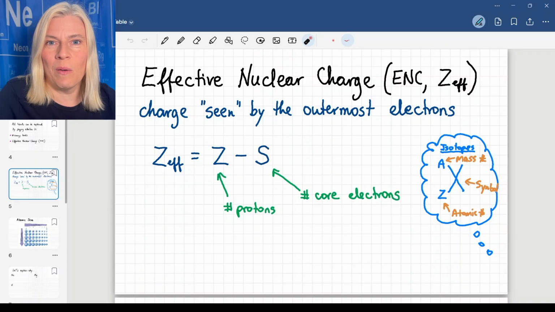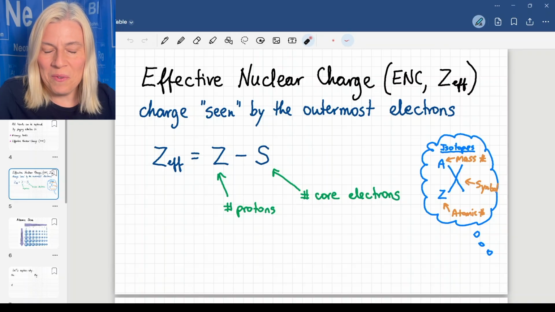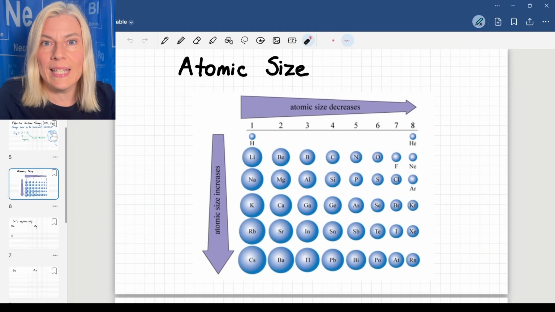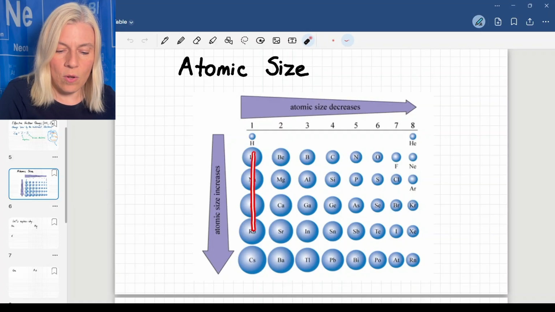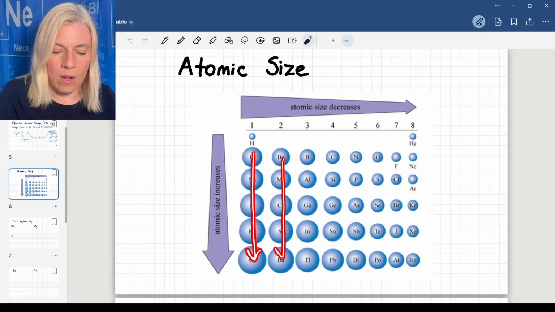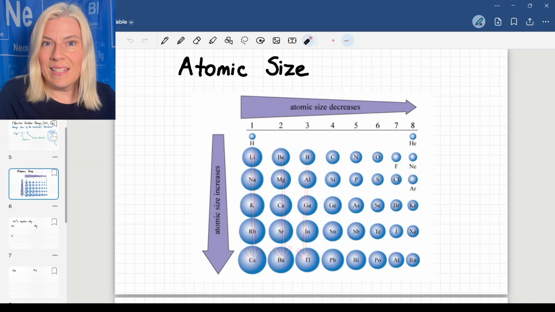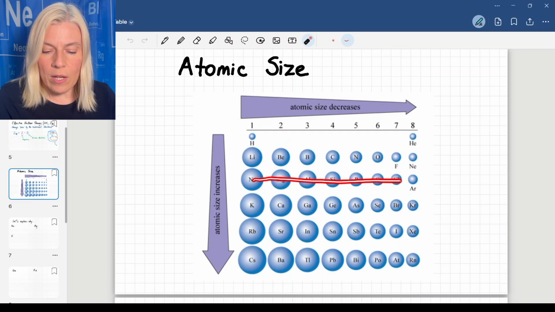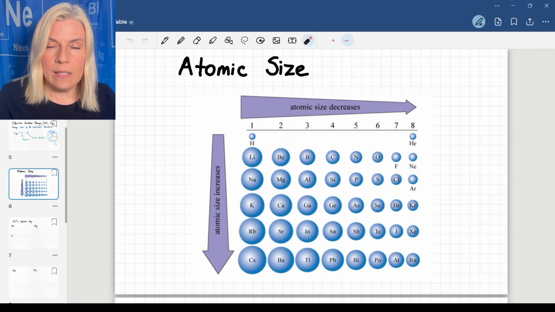So are you ready to do our first trend of the periodic table? The first trend we will talk about is atomic size, size of atoms. And if you look at this trend, you can clearly see, wait a minute, as you go down any column, any family, the size of atoms increases. And as you go across a period, from left to right, the size of an atom decreases. So right here we have our biggest atoms, and right here we have our smallest atoms.